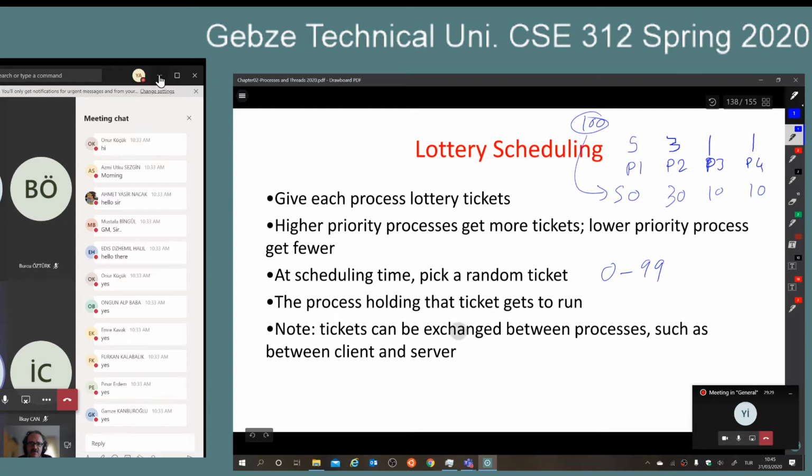And of course, as processes run, they get to exchange their tickets between themselves, such as client and server. The server says that I am important, I should have more priority, but for now, I don't have anything to do, so I am going to give my tickets to my client. You could do that.